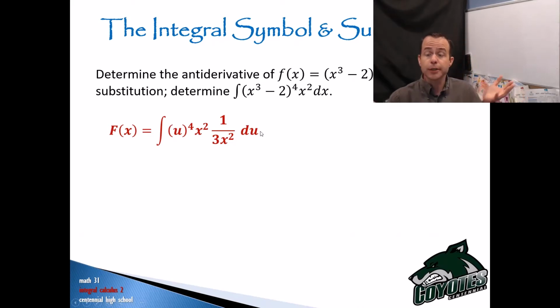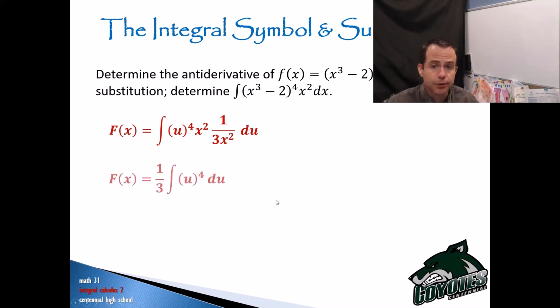Now that worked super good because I can't have multiple things going on here, like multiple different variables. But I don't anymore because my x squareds divide each other out and I'm left with 1/3 u to the 4. Okay, now that 1/3 is just a coefficient, so it can come to the front of the integral sign. And I'm left with big F of x is 1/3 the integral of u to the 4. Well, now I'm back to what I did yesterday.